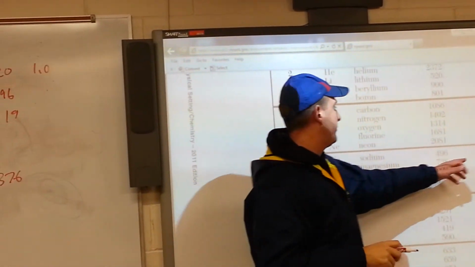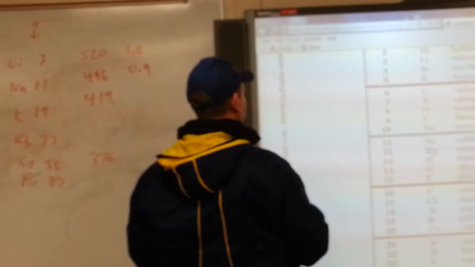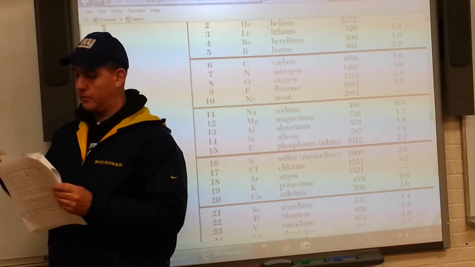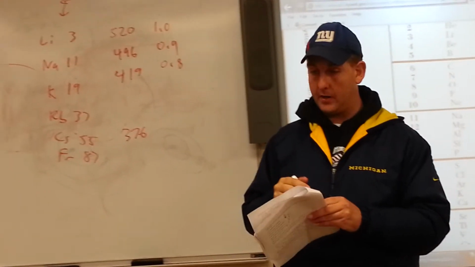Na is 0.9, and K is 0.8. What's it doing? It's decreasing. So I draw another decrease arrow for electronegativity. Now, atomic radius.